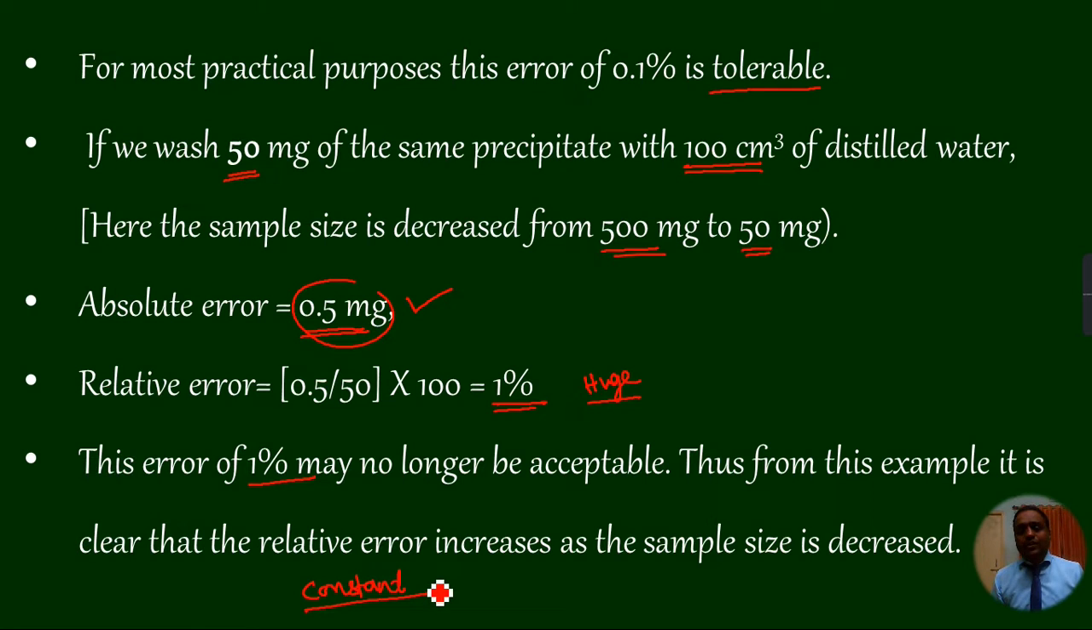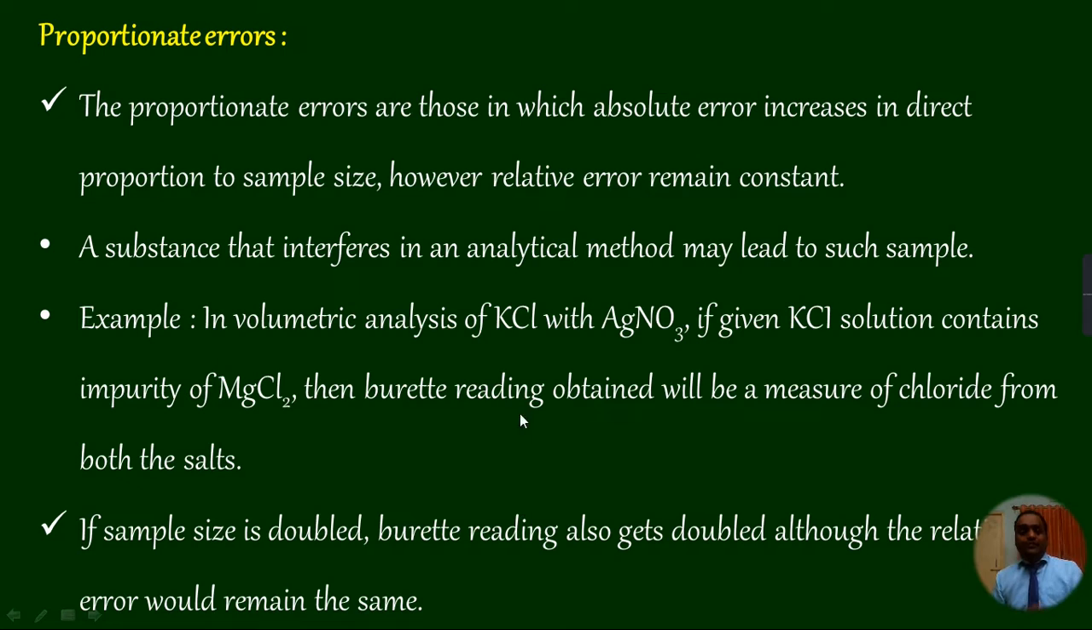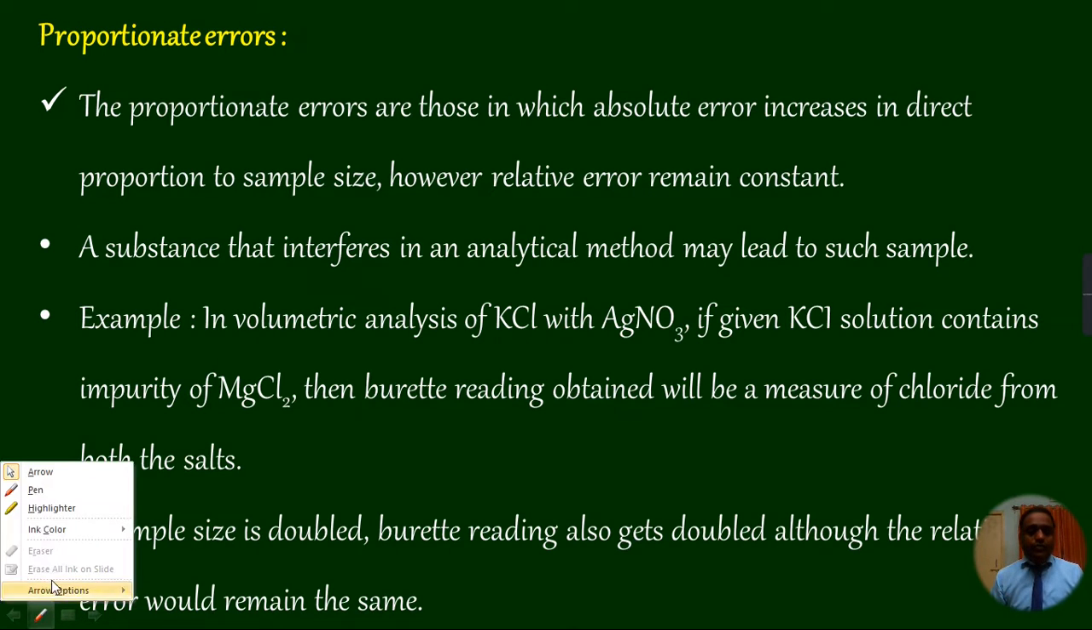Understood what is constant error? Constant error is the error in which the absolute error remains constant, even if you decrease the sample size, it does not change. But the relative error is increasing when you are decreasing the sample size. Right? Now next is a proportionate error.